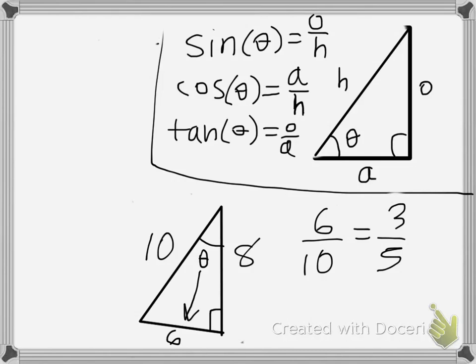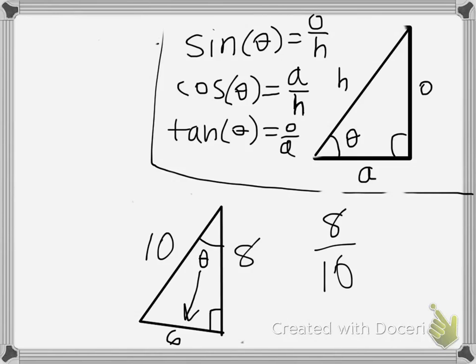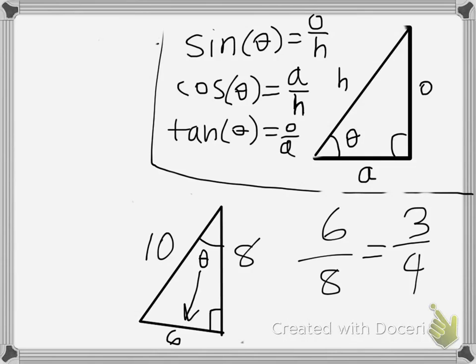So the sine of theta is 3/5, and then we have to find the cosine of theta, which is adjacent over hypotenuse. In this case, adjacent is 8, and hypotenuse is 10, so it would be 8/10, or 4/5. So cosine of theta is 4/5. And finally tangent of theta, which is opposite over adjacent. So opposite is 6, adjacent is 8. So tangent of theta equals 3/4.